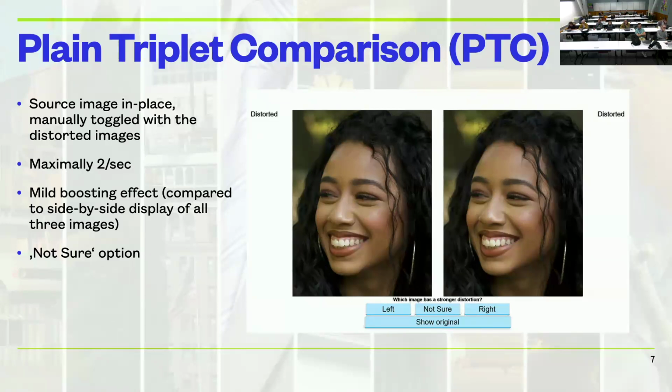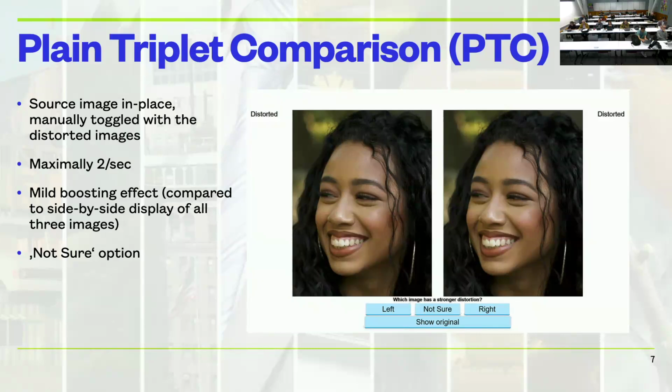And if you click on the Show Original button down below, these distorted images will be replaced by the original ones. So they are in place. If there's a little artifact in the teeth of this face, then you can look at this artifact, and when you toggle, you see the original, and then it's much easier to detect or to verify this artifact in comparison to the case where you have the source image shown side by side, because then you have to move your eyes, the focus, and then you have a higher demand on the short-term memory in your brain.